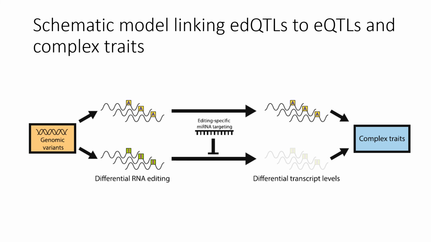Here we have our schematic model linking EDQTLs to eQTLs and complex traits. On the left, we have EDQTLs that arise from genomic variants that influence RNA editing. If a microRNA interacts with this EDQTL in an editing-specific manner, differential mRNA transcript levels can arise and result in an expression QTL. The resulting expression QTL could result in variations in complex traits.